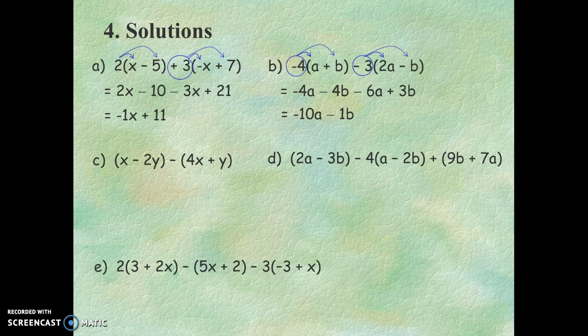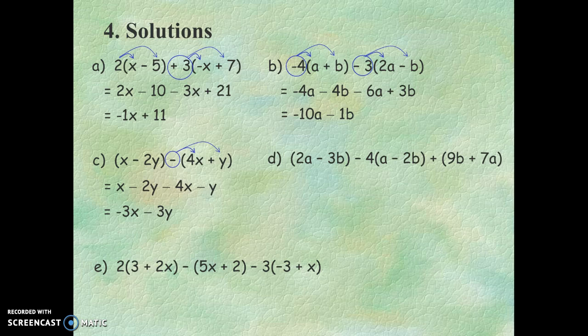Letter C. No numbers to multiply into the bracket. Be careful about that negative on the second bracket. So it's going to be x minus 2y minus 4x minus y. Negative 4x and x are going to give me negative 3x, and the negative 2y and the negative 1y are going to give me negative 3y.